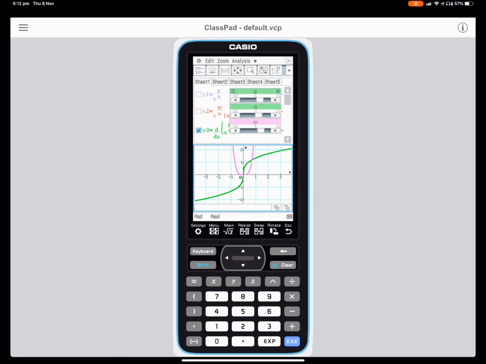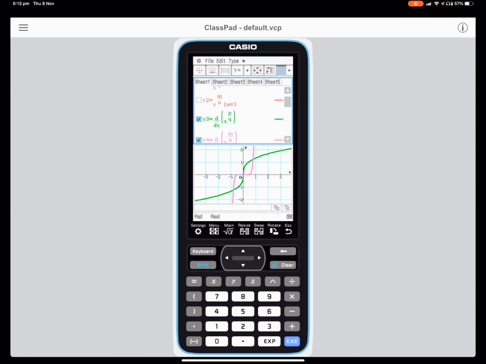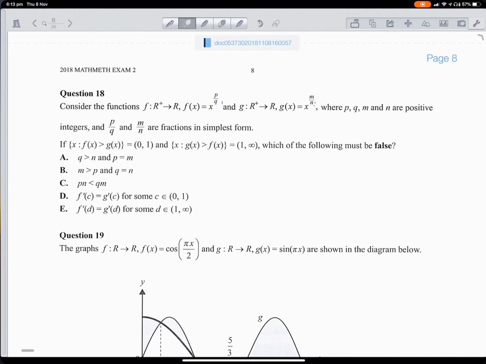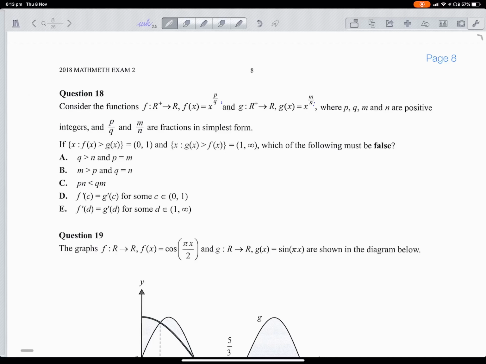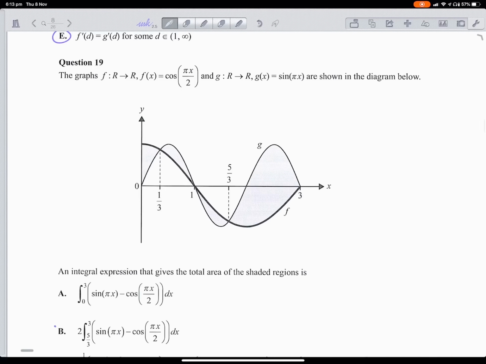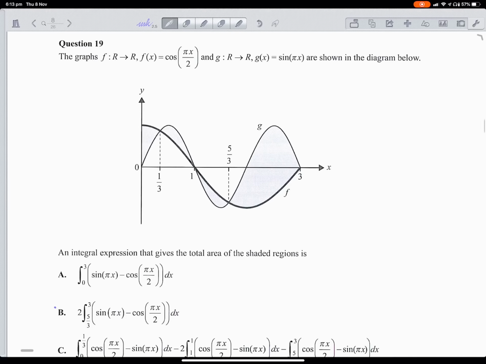They're going to be equal between 0 and 1, whereas this one goes to infinity by the time it gets to 1. So the gradients are the same between 0 and 1, but between 1 and infinity, they're not. They're never going to be the same. So that's our answer. The gradients aren't the same between 1 and infinity.